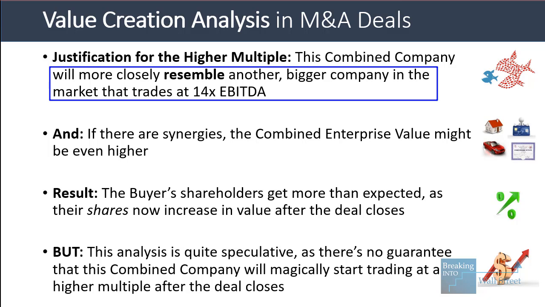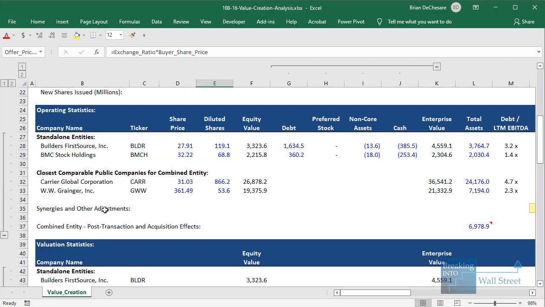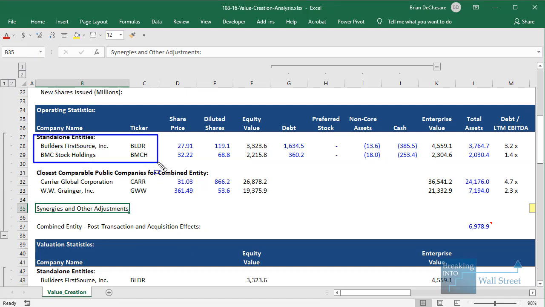Now that we've been through the basic concept, let's go through the calculations in Excel so I can show you exactly where this comes from and how to set this up and how to draw some quick conclusions. So the first step here is to pull in financial metrics for the buyer and seller, and also the deal metrics like the purchase price, the cash, debt, and stock used to fund the deal, all of that. So in this case, I've already pulled in the metrics for the buyer and seller here.